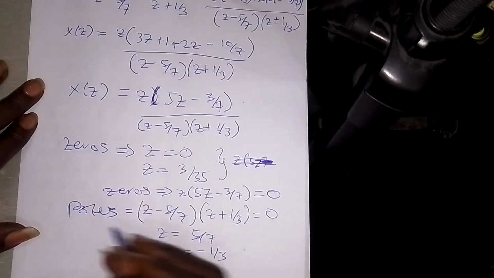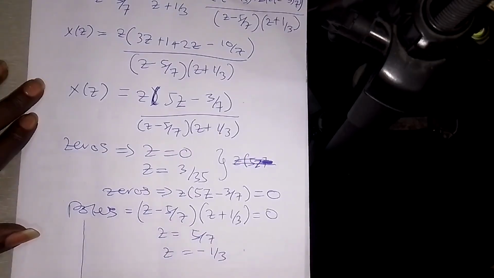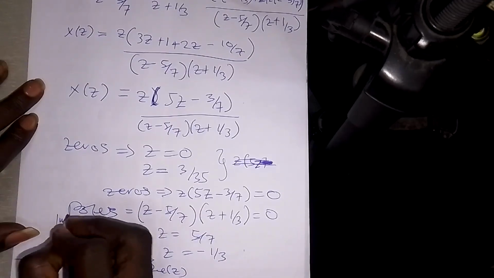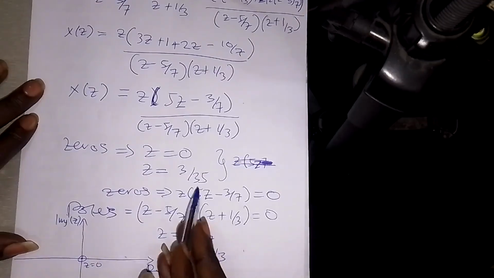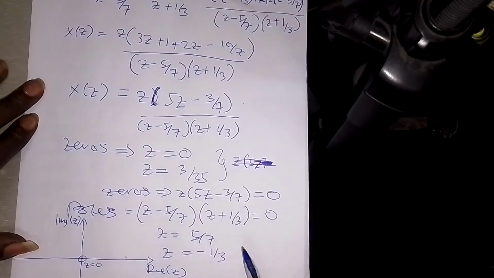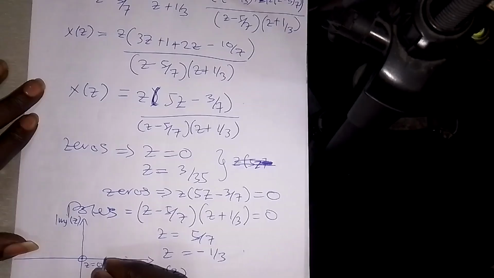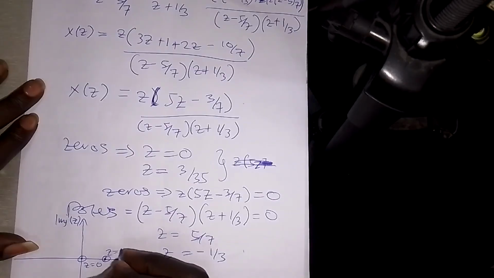Now if you plot this on your Z plane, this is what you were supposed to get. Here is real of Z and here is imaginary of Z. Let me plot my zeros. Z equals 0, and then another one, 3 over 35, which is very small. You plot the zeros with dots.